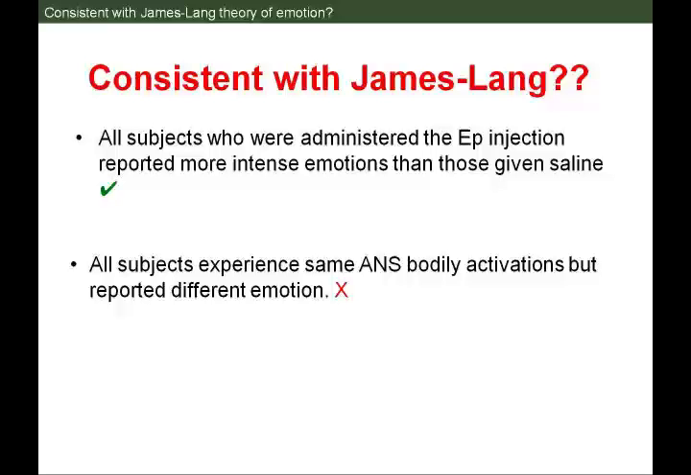Okay, but the Schachter-Singer experiment: is it consistent with the James-Lange theory or not? Basically, there were two main findings. Never mind, I did not intend for the green check mark to be there. I wanted you to come up with that, but let's pretend it doesn't exist. All the subjects who were administered the epinephrine injection reported that they had more intense emotions. Would that be consistent or inconsistent with the James-Lange theory? Think about it.